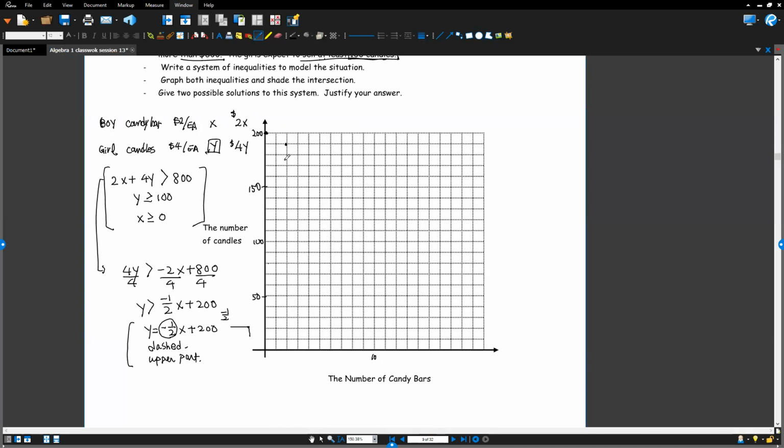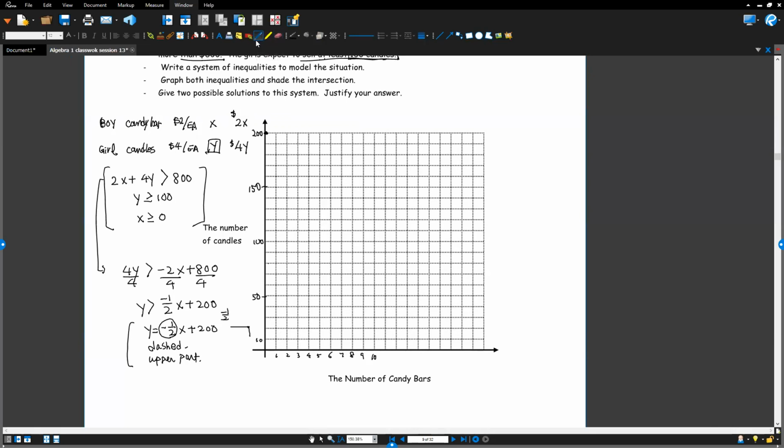Let me see. This is a little bit different, right? This scale is 10. This scale is 1. Different, okay? So that is the next point.